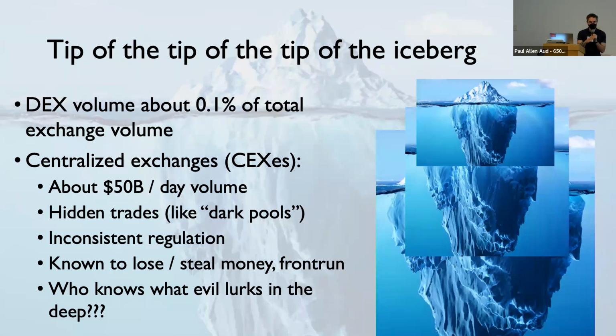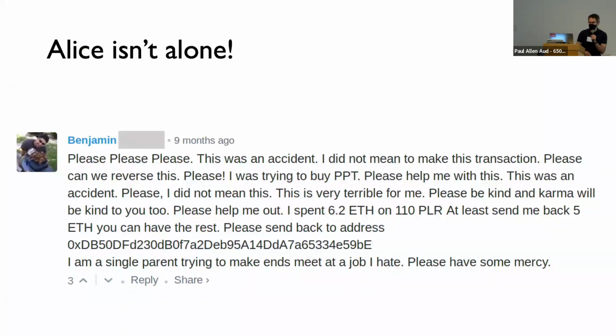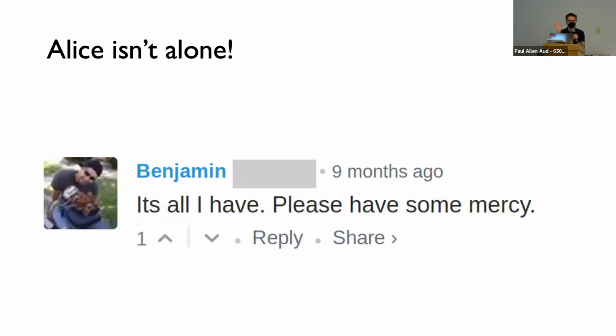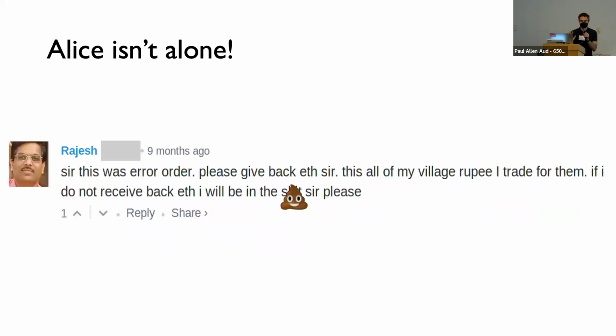I think it's also important to put a human face on this phenomenon, to think of MEV not just as an abstraction, but in terms of the harm that it's doing users. In our paper, we included some pleas by users who had lost money to bots, posted in public fora like Etherscan. You know, here: please, please, please, this is an accident, a mistaken transaction, I tried to cancel it, a bot front ran him. I'm a single parent trying to make ends meet. Please have some mercy. There are many, many of these. The one that to me was most disturbing was this one. Rajesh gathered up all the village rupee to make a trade, and some bot front ran him. And one shudders to think about what happened to him.